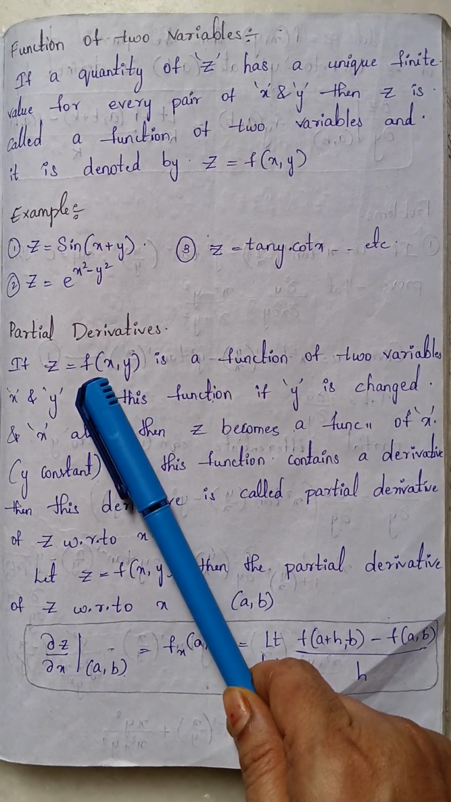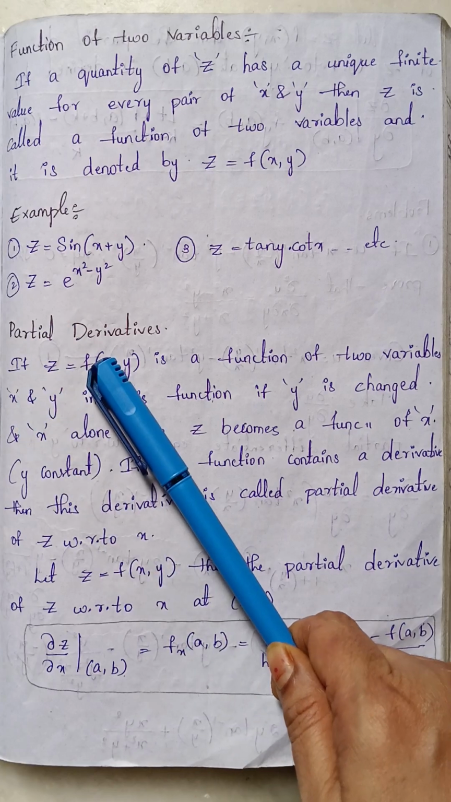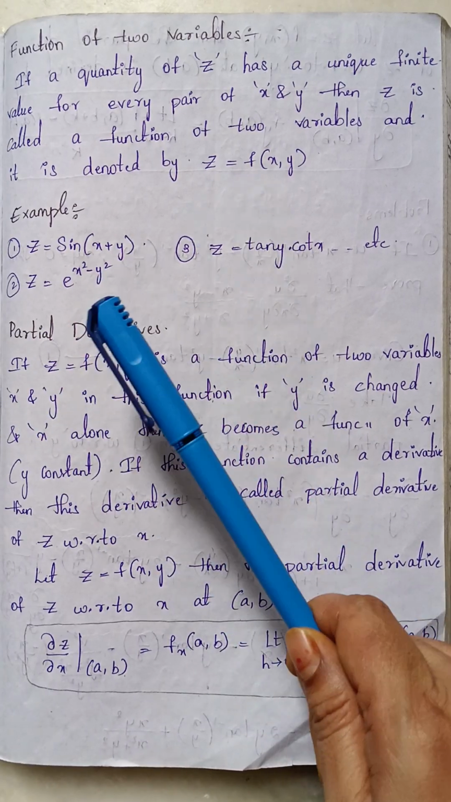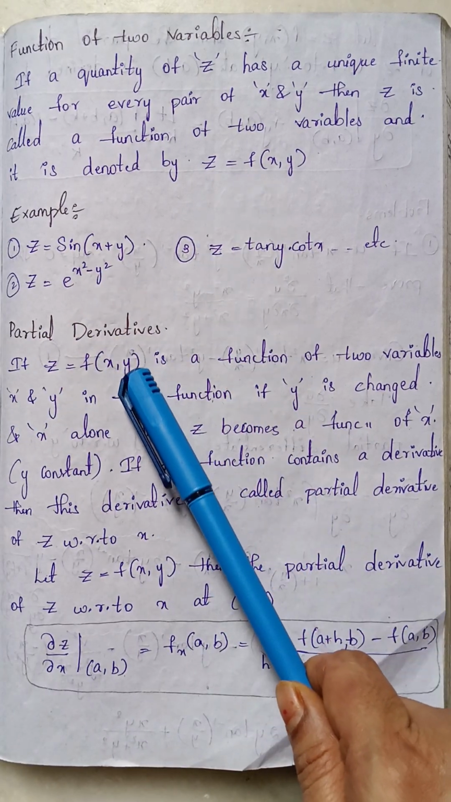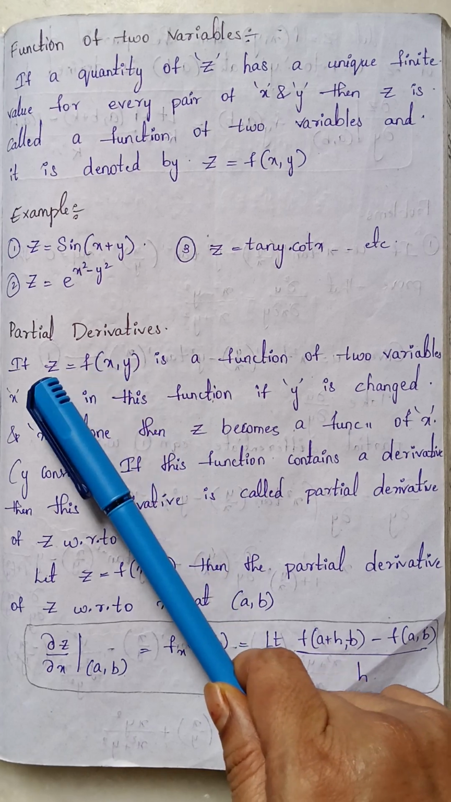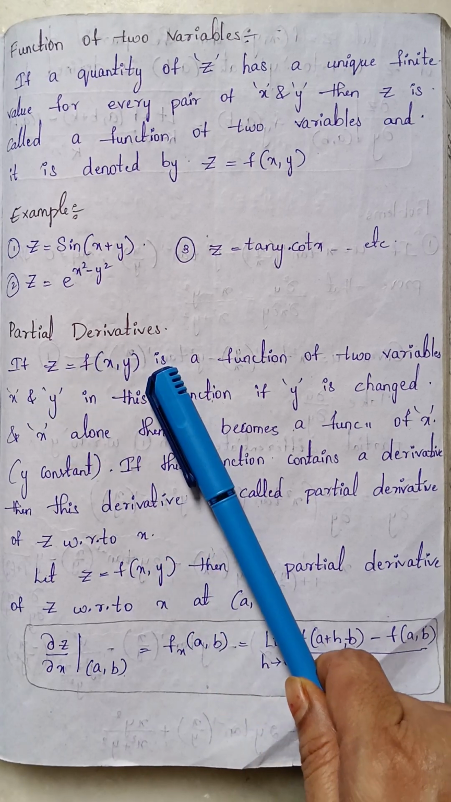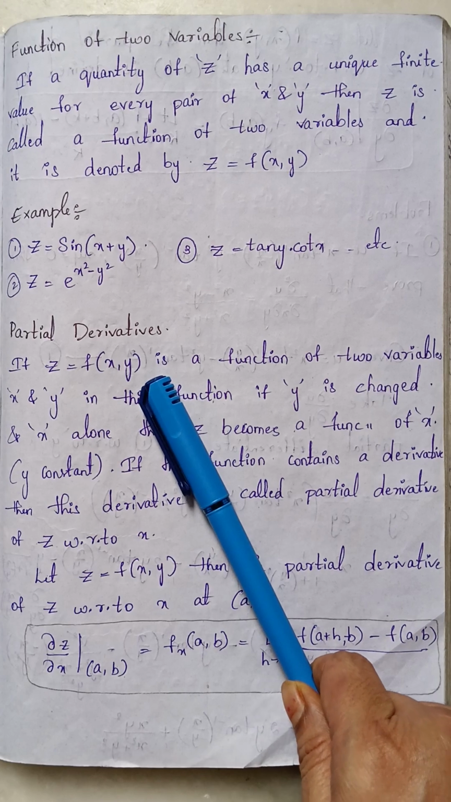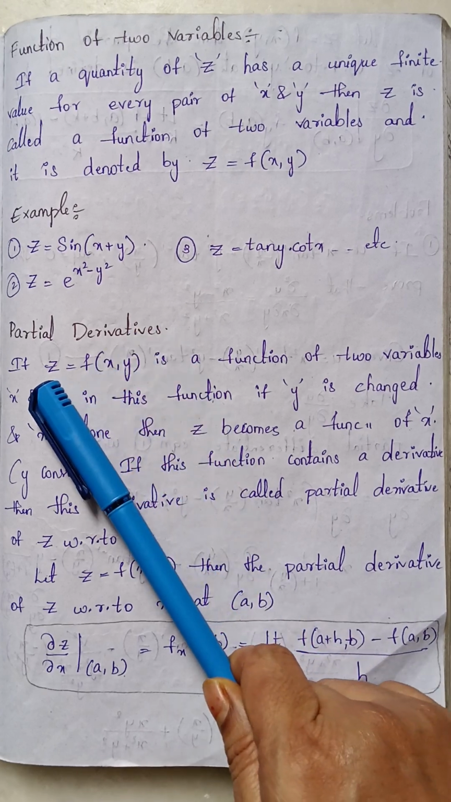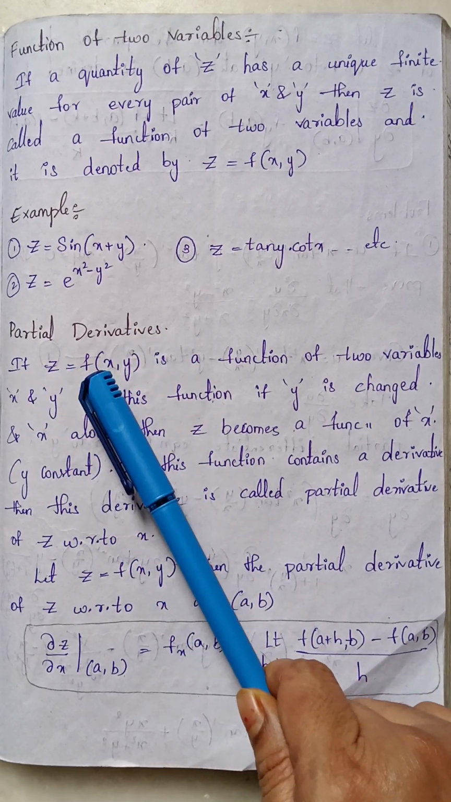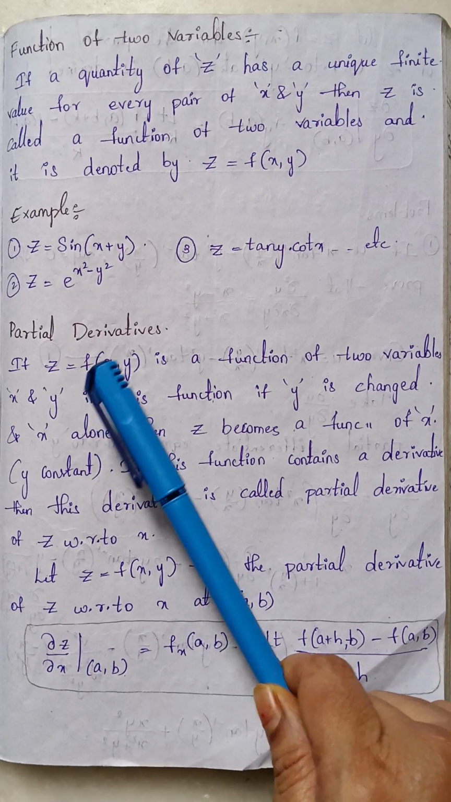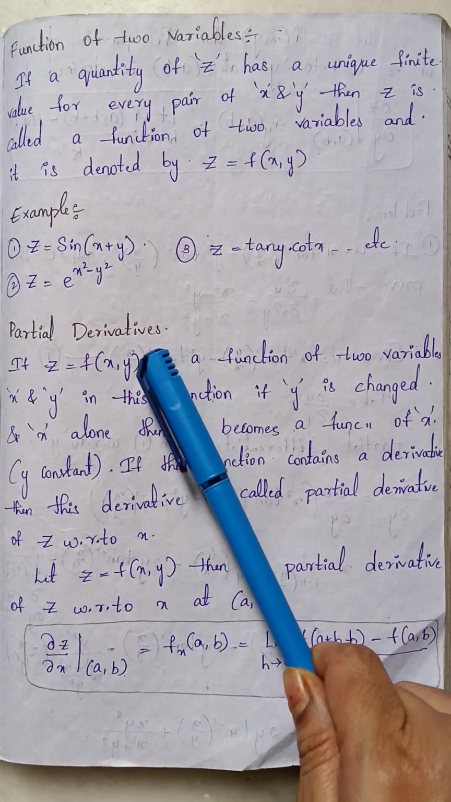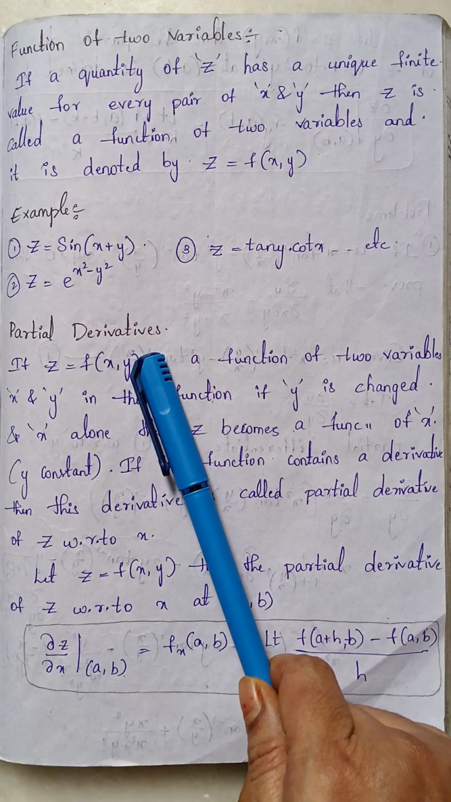So what is the difference between normal derivatives and partial derivatives? In a normal derivative, y is also a function of x, but in this case z is in terms of x and y, where x and y are independent variables. When you take the partial differentiation of that function with respect to one independent variable and take the other independent variable as constant, that is nothing but the partial derivative.